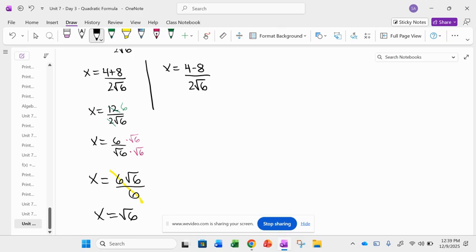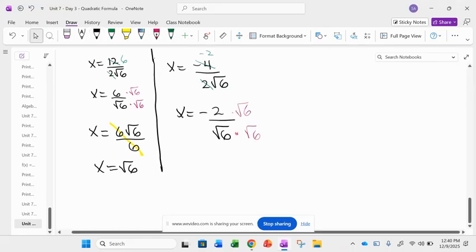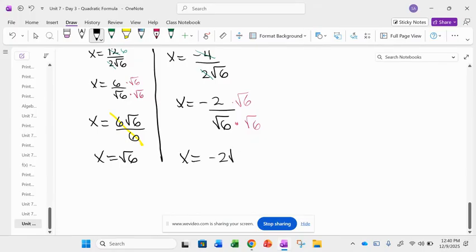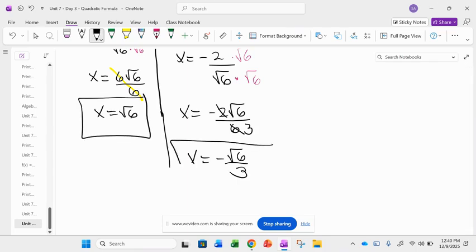Now we do the same thing on the other side. So x will equal -4 over 2 √6. I can simplify and I'll get x is equal to -2 over √6. We're going to rationalize. So x is equal to -2 √6 over 6. Simplify once again. So we get x is equal to -√6 over 3. What do these numbers represent? The x-intercepts, where my parabola is crossing the x-axis.